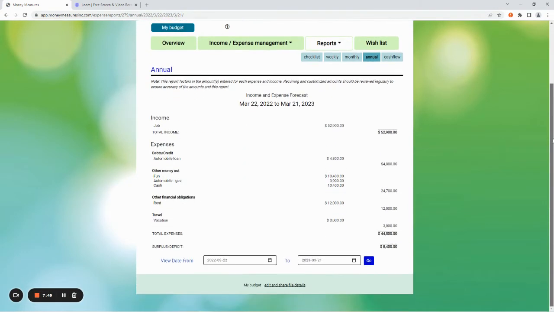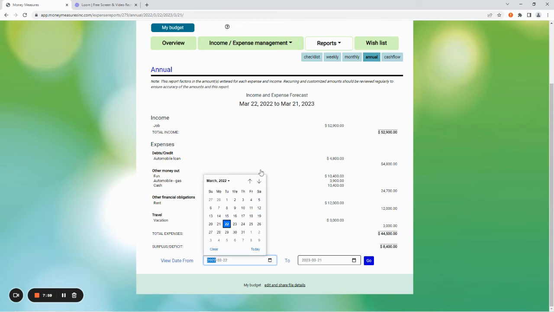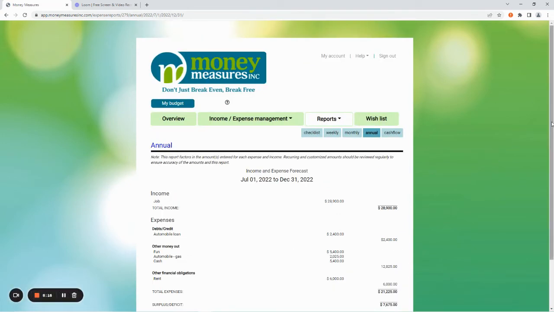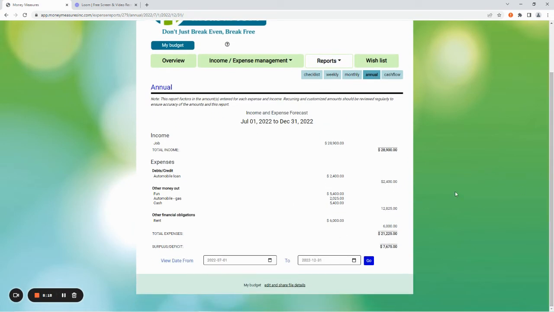And this report is one that can be customized, so it does say annual. Once you go into it, if you want to see a particular time frame, you want to see what the last 6 months of the year look like. That's what the last 6 months of the year look like.